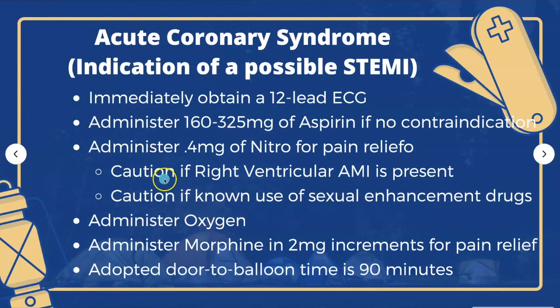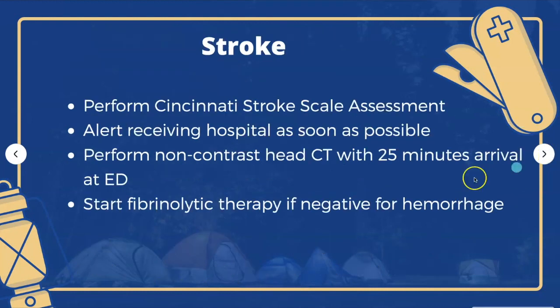Remember MONA-B, okay? Morphine, oxygen, nitroglycerin, aspirin, and beta blockers. Even though beta blockers usually isn't on the ACLS, it's a good acronym to know. You administer oxygen, morphine, and again, the adopted door to balloon time is 90 minutes. That was on the test.